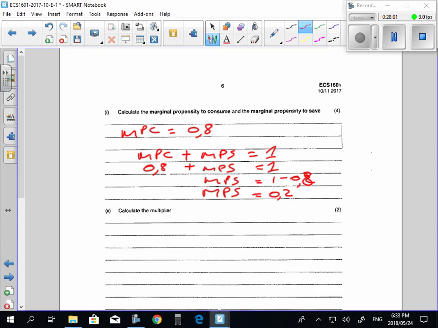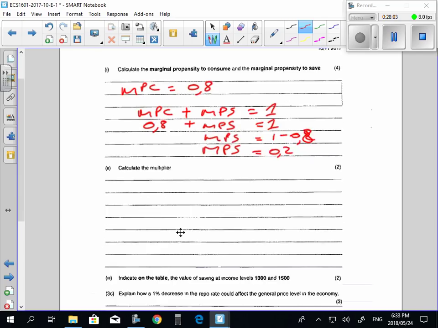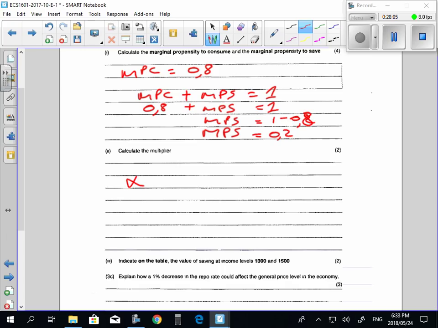Calculate the multiplier. How do we calculate our multiplier? Multiplier is equal to 1 over 1 minus the MPC or small c. So in your exam, they mean the same thing. MPC and small c is the same thing. Equals 1 over 1 minus 0.8, 1 divided by 0.2, which equals 5.